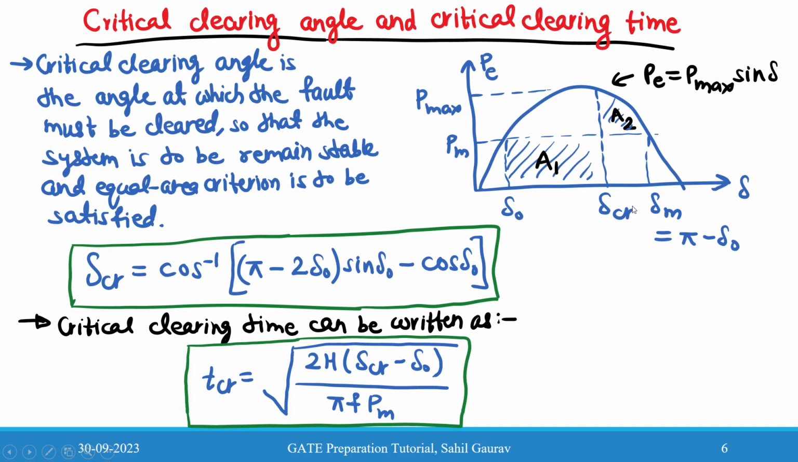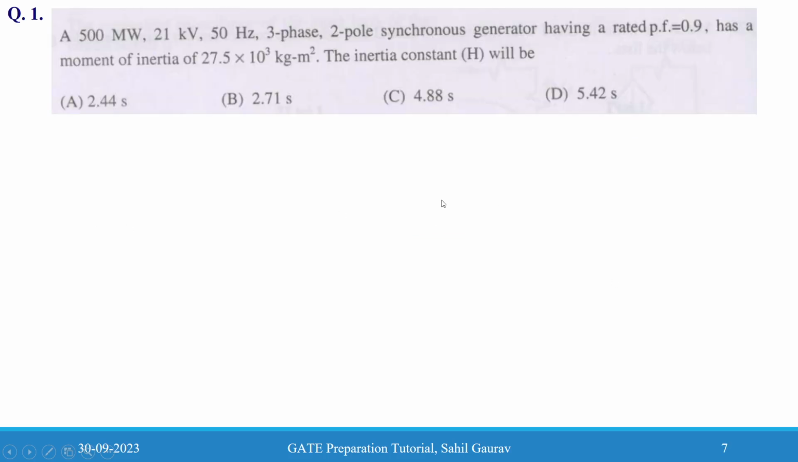Then okay sir. So let us see the problems for today's session. The first problem is that a 500 megawatt 21 kV 50 Hertz 3-phase 2-pole synchronous generator having a rated power factor of 0.9 has a moment of inertia of 27.5 into 10 power 3 kg meter square. So the inertia constant H will be: option A is 2.44 second, option B is 2.71 second, C is 4.88 second, and D is 5.42 second.